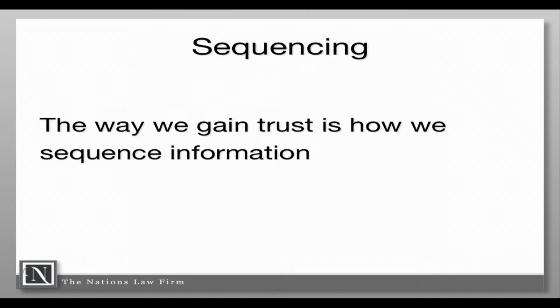So the next issue, trusting the lawyer. The way you gain trust, and this is very important, is called sequencing. The way we gain trust is how we sequence information. In what order do we put our information now? And what we have to do is, you can't stand up and play into the tort reformers' widely disseminated vision of what a trial lawyer is all about, the greedy trial lawyer.